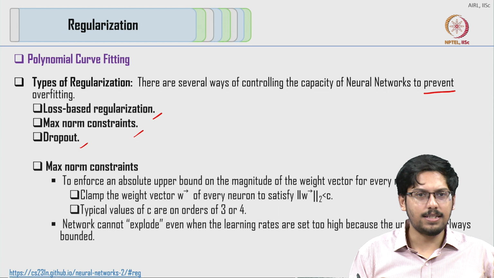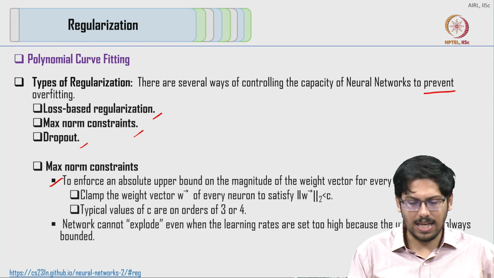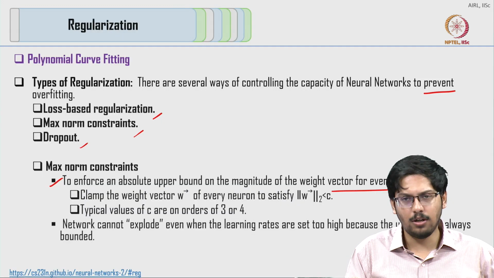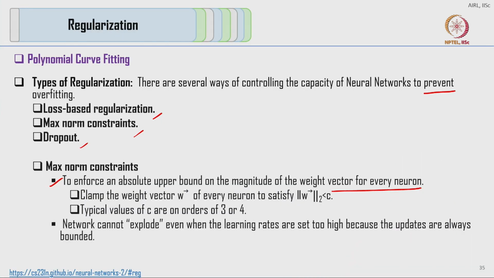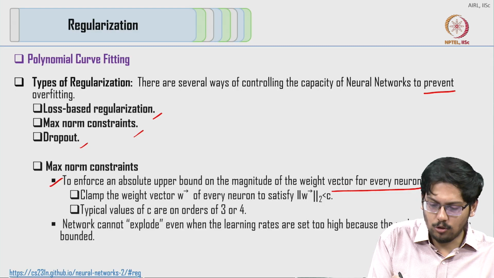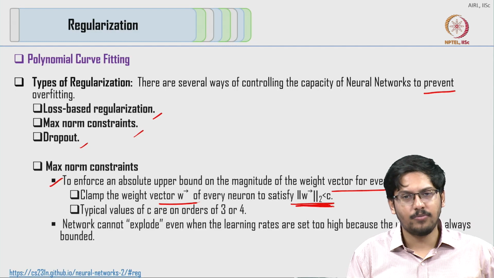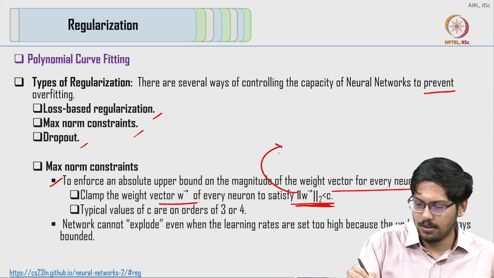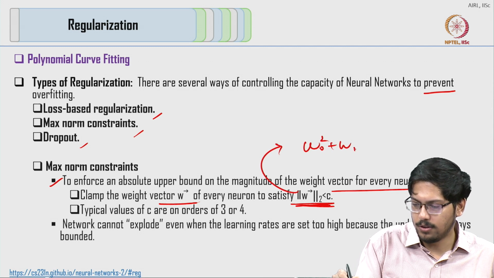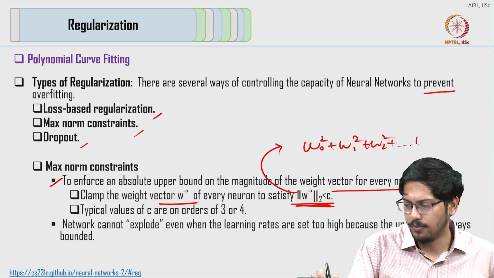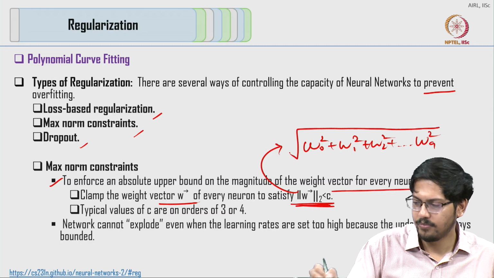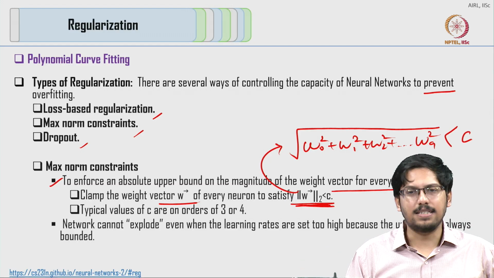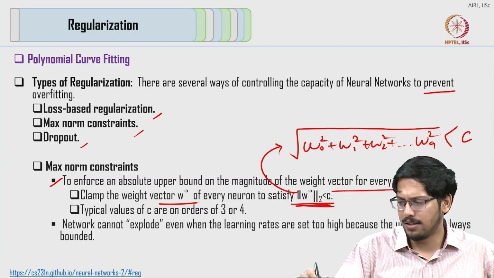Now in max norm constraints, essentially what we are trying to do is enforce an absolute upper bound on the magnitude of the weight vector of every neuron. So if we relate it either to the curve fitting problem, or to the single or multi-layer neuron and the multiple examples that we saw, the max norm constraint is trying to clamp the weight vector to satisfy this particular equation. So if I write this equation, it would be W0 square plus W1 square plus W2 square, let's take it to the 9th degree polynomial we saw, right. This should be less than C. C is a scalar number, it is a constant. So let's take an example and make C as 10.